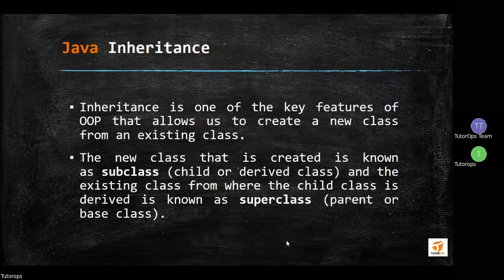So first go through the slide. As per the definition, what is inheritance, you can go through. I'll give a very simple example, then it will be very clear. Inheritance is one of the key features of object-oriented programming that allows us to create a new class from an existing class. The new class that is created is known as a subclass, child class or derived class. Similarly, the parent class we can call a parent class or base class.